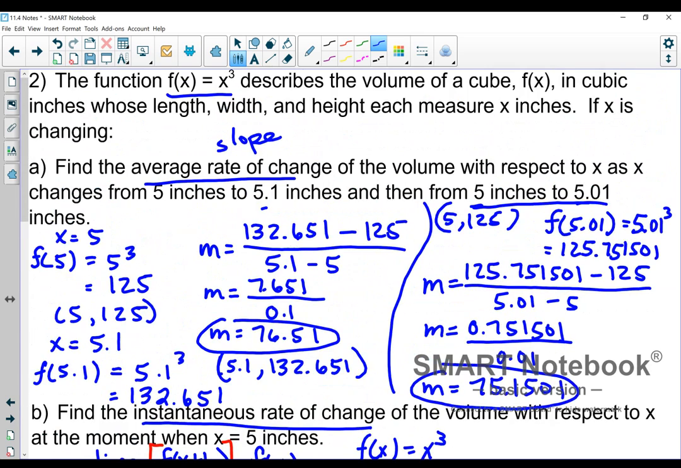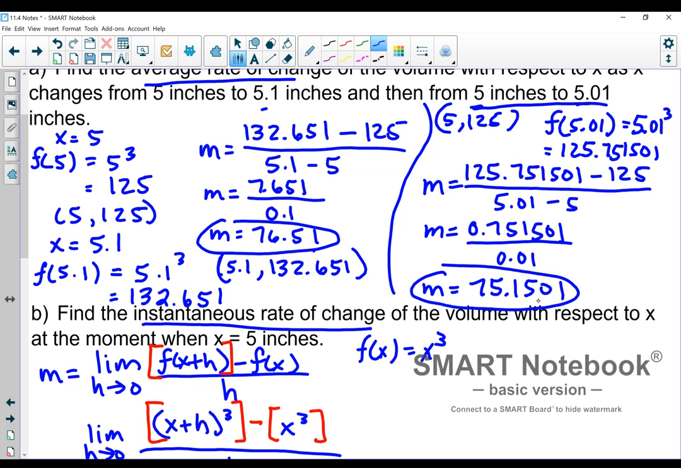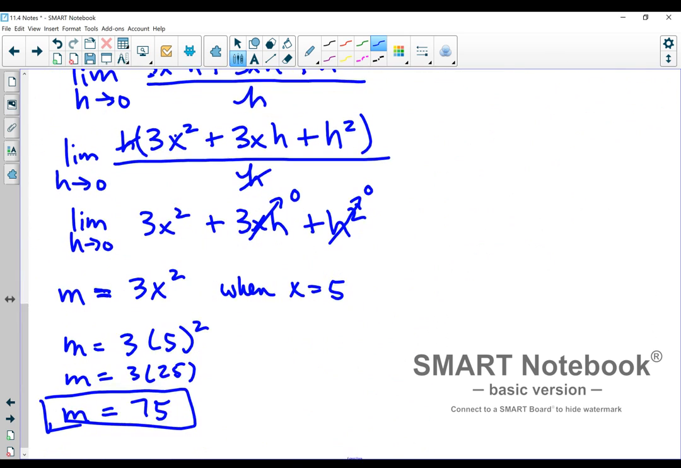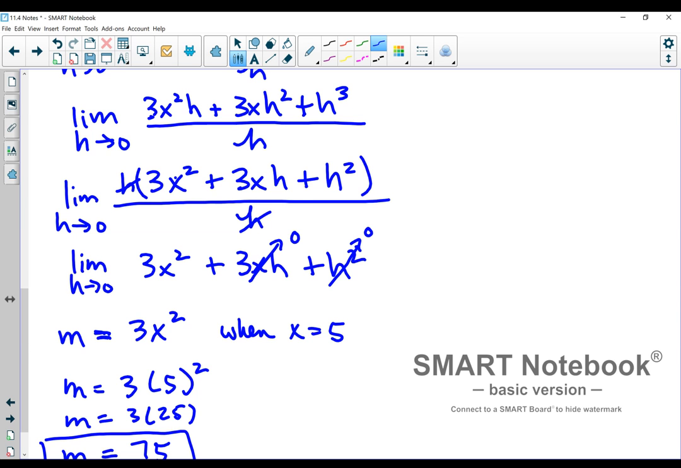So I took 2 points that were pretty close and I got 76.51. I made the points get even closer and I had 75.1501. If we think about what that's going to, right, we would say, well, it kind of seems like it's getting close to 75. And when we do our instantaneous rate of change, that's exactly what we have. And that's really what that means, right? We're taking 2 points that are so close together that they're like right on top of each other. That's why we're doing that limit as h goes to 0.